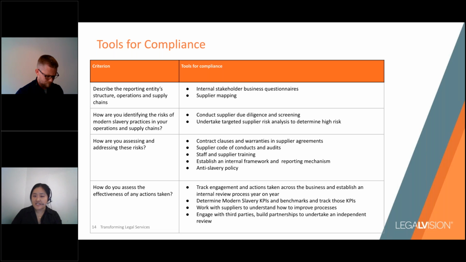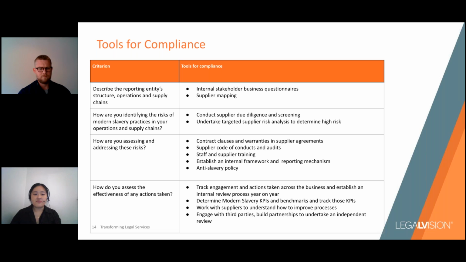Then how do you assess the effectiveness of any actions taken? So this is more that reflection point. Again, track engagement, track the actions that you've taken across the business and establish that as part of your internal review process. So year on year, you're going to have action items that you want to hit and be able to report on. And a part of that should also be a reflection on the previous year. And to do that, it's useful to have a think about what KPIs you're going to use to measure that.